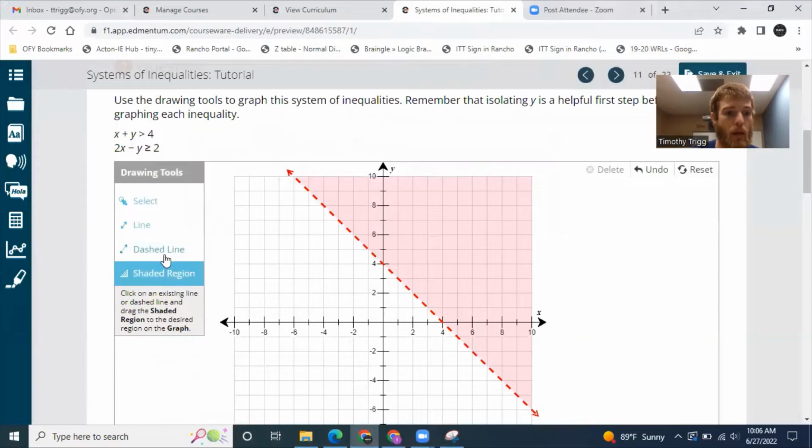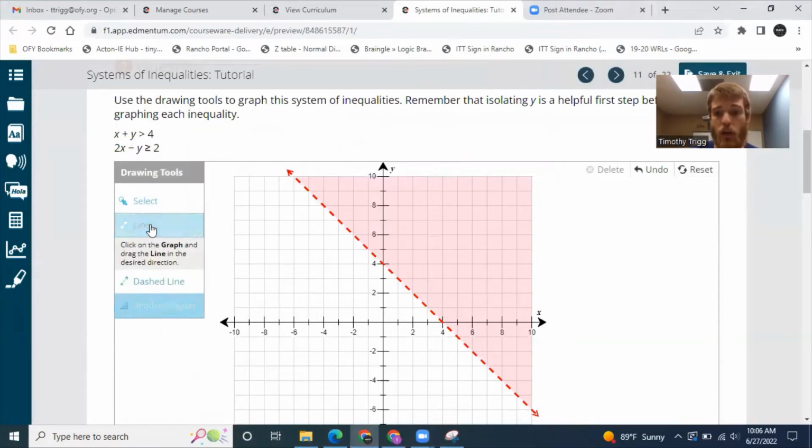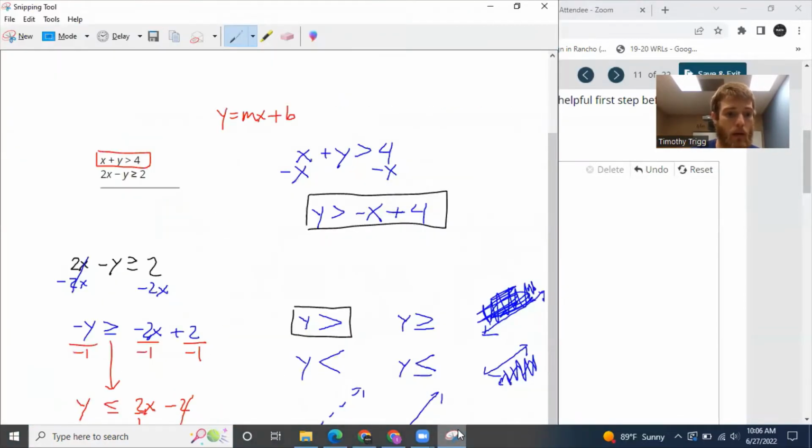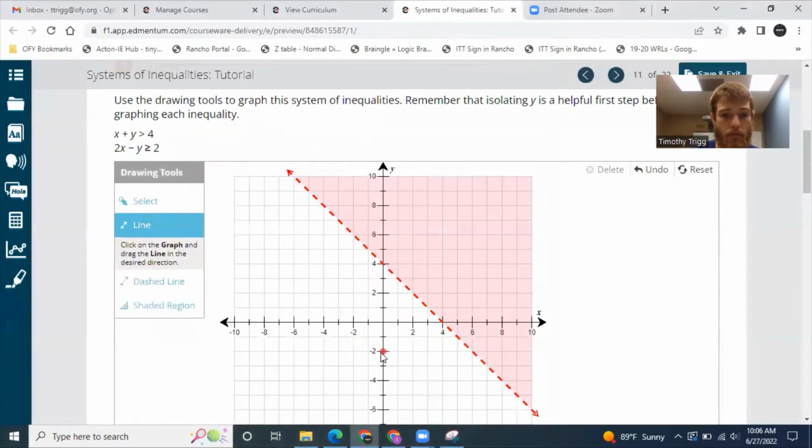Okay. Now, in this case, it's going to be a solid line, right? Because it has that "or equal to." What was it? -2. And then -2 is our y-intercept. Then we go up 2 over 1.